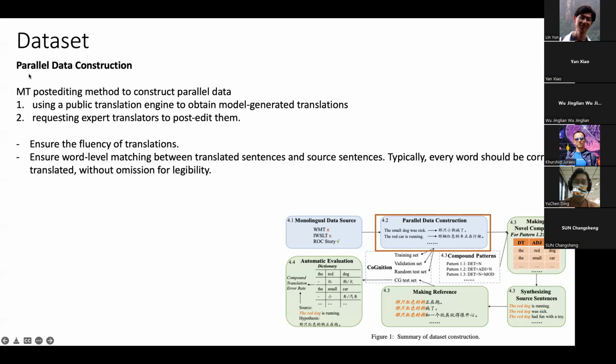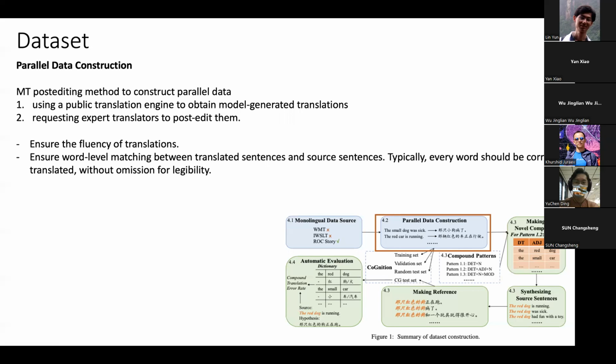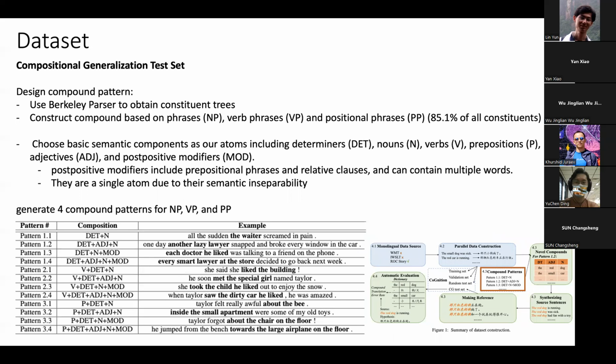Then they call this parallel data construction. Basically, they use a public translation engine to obtain the model-generated translation, and they ask people to further modify and refine it. They use human experts for the Chinese translation. May I ask, is it the construction of training data or testing data? I think both, right? I think it's for both, but I haven't seen how they derive that special data for their special task. Okay, maybe let's wait.